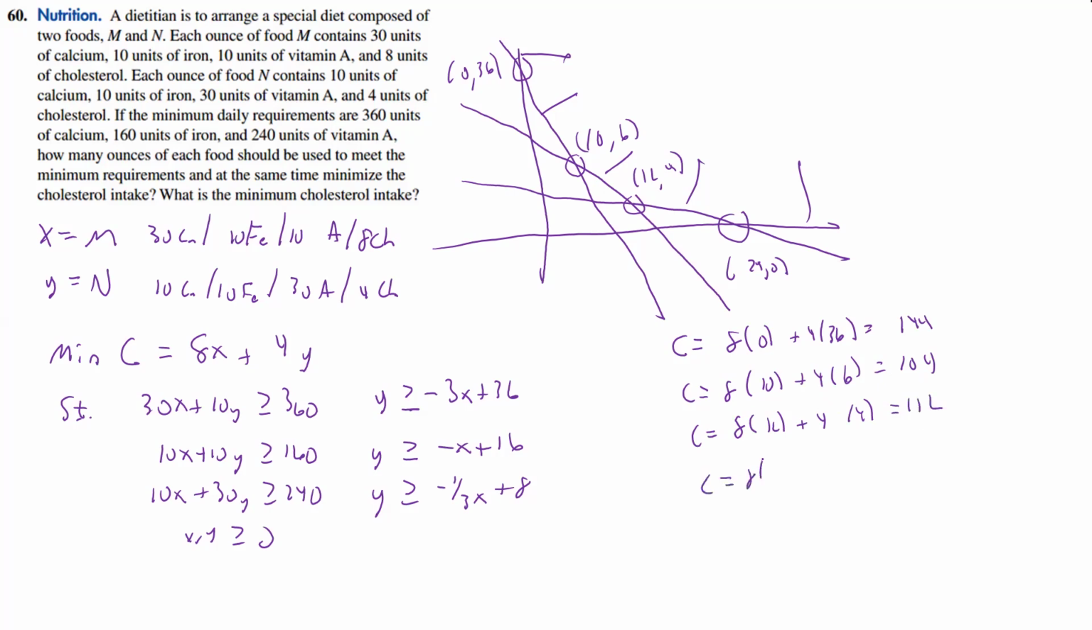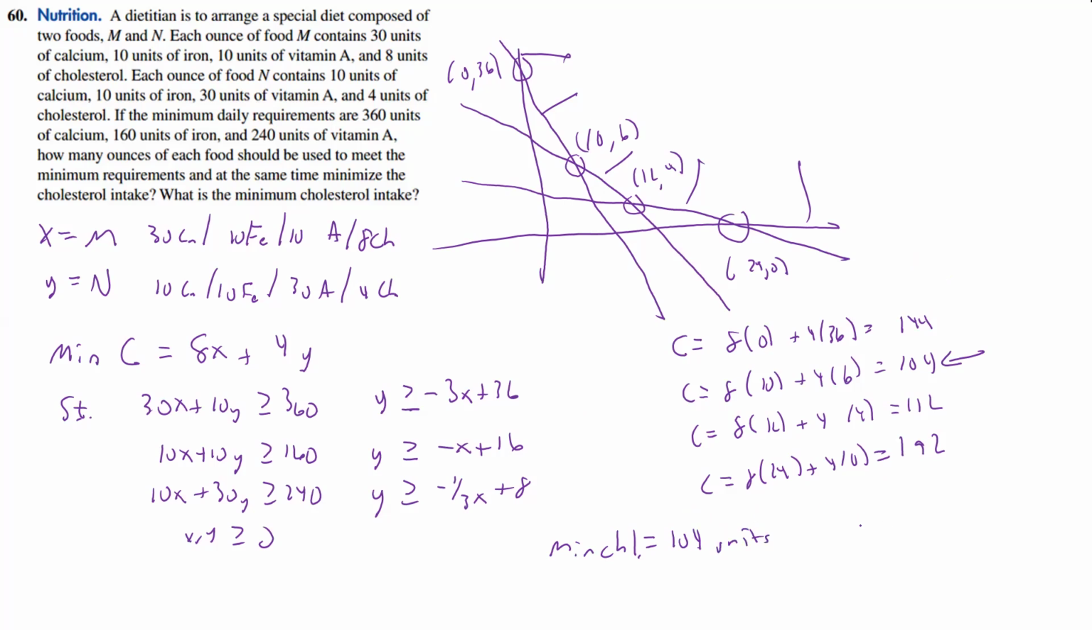And at 24, 0, C equals 8 times 24 plus 4 times 0, so that's going to be 192. Okay, and we wanted to minimize it. So if we look at the minimum, which one's the minimum? Well, the minimum one is this one. So the minimum cholesterol equals 104, and this is just units.